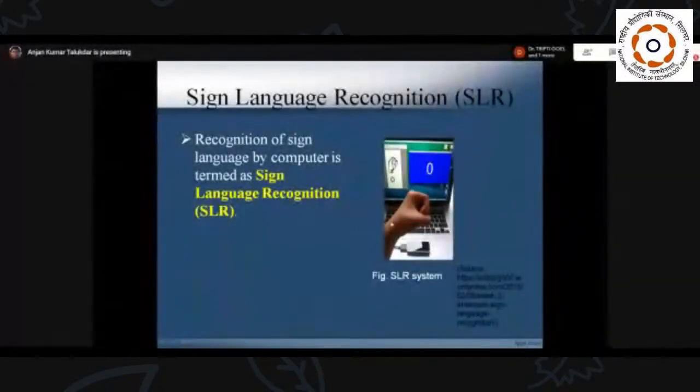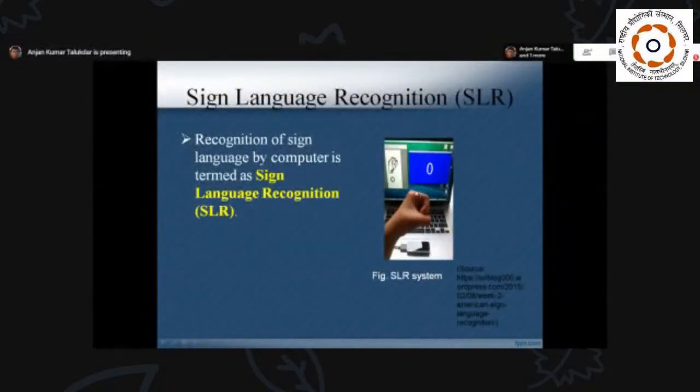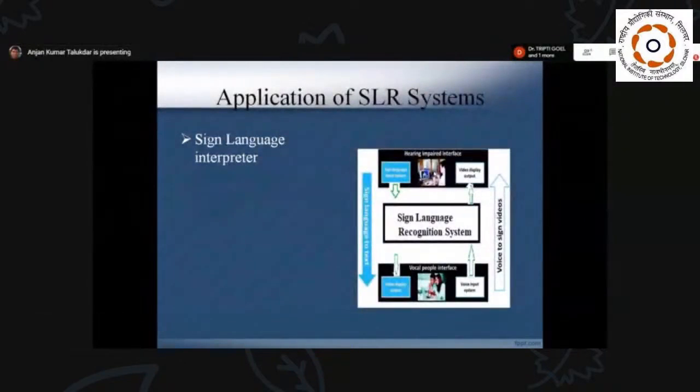As you can see here, this sign is recognized as O by this computer. Then an application of a sign language recognition system can be a sign language interpreter.